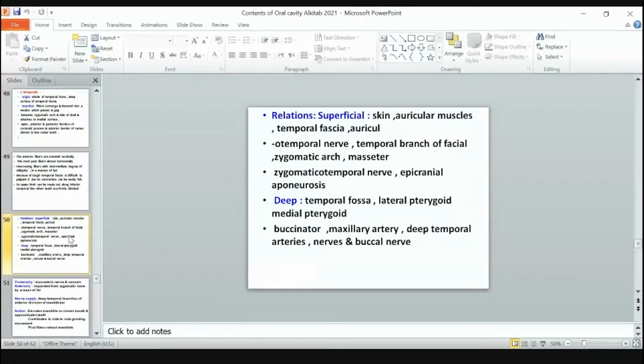Relations: superficially it is covered with the skin, auricular muscles, that's part of the scalp, with temporal fascia, auriculotemporal nerve and temporal branch of facial, zygomatic and masseter, zygomatico-temporal nerve and epicranial aponeurosis. All these are within the layers of the scalp. Deeply is the temporal fossa; lateral pterygoid and medial pterygoid lie deep to its tendon. It lies over the buccinator and maxillary artery, with deep temporal arteries and nerves supplying it.